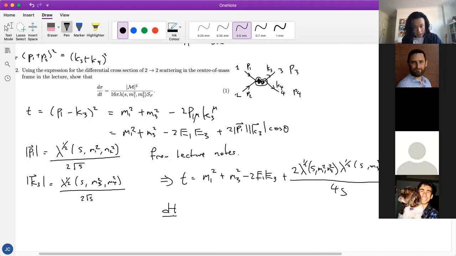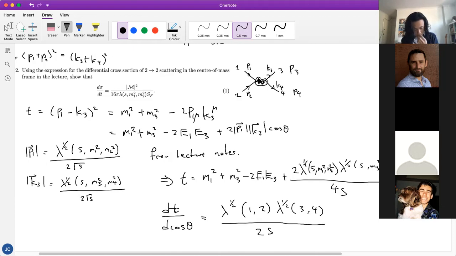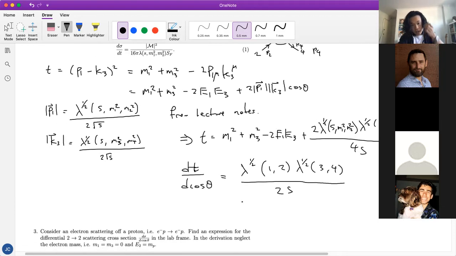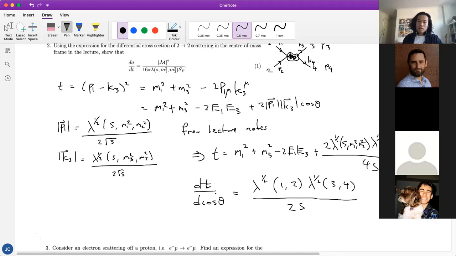So dt d cos theta of this expression. Here only cos theta is in the last term, so all the front three drops out. So we end up with just lambda half. As a shorthand, I'm just going to write 1, 2 for the M1, M2, and for the other one, I'm going to call it 3, 4, because otherwise it's the same thing. Divided by 2S. Okay, so now we have this dt d cos theta expression.